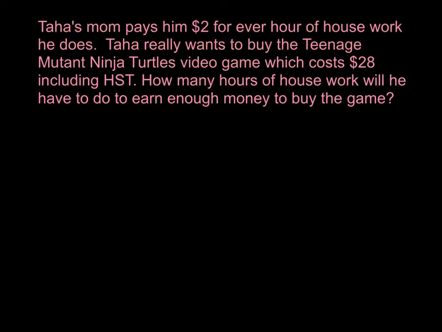Okay, so moving on to the next one, and this is payment over time. And so payment over time, that's the other form of looking at a ratio. And so in this question, it says, Taha's mom pays him $2 for every hour of housework he does. Taha really wants to buy a Teenage Mutant Ninja Turtles video game, which costs $28 including HST. How many hours of housework will he have to do to earn enough money to buy the video game?